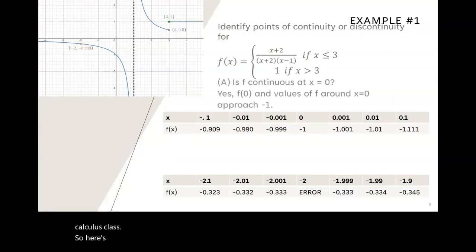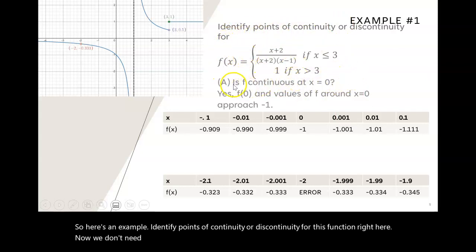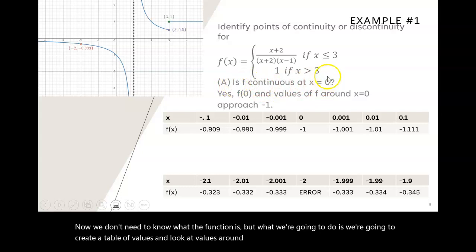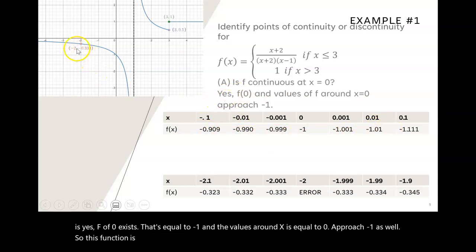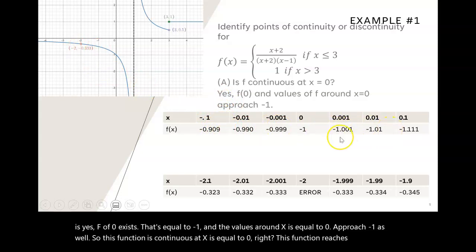So here's an example. Identify points of continuity or discontinuity for this function right here. Now we don't need to know what the function is, but we're going to create a table of values and look at values around x equals 0. So what we would say is, yes, f of 0 exists. That's equal to -1. And the values around x equals 0 approach -1 as well. So this function is continuous at x equals 0. This function reaches what it wants to reach.